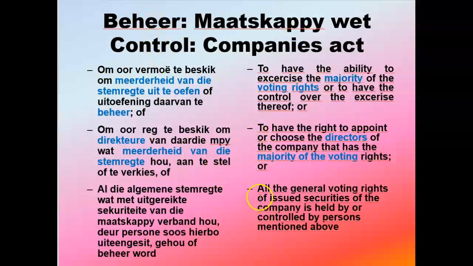It says, and in the third place, all the general voting rights of issued securities of the company are held by or controlled by persons mentioned above. So they have the majority voting rights, or they are controlling the board of directors, or there are other issued securities which are controlled by either one of those two, shareholders or the board of directors, then it means that I exercise control. What is issued securities of the company in plain simple English?